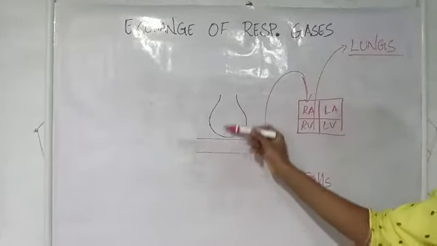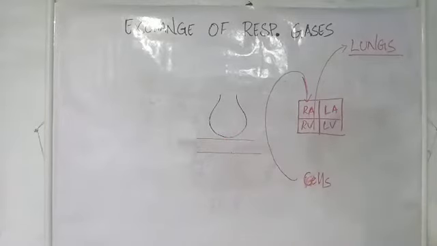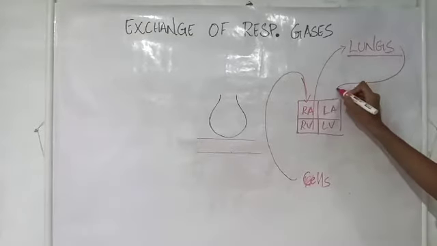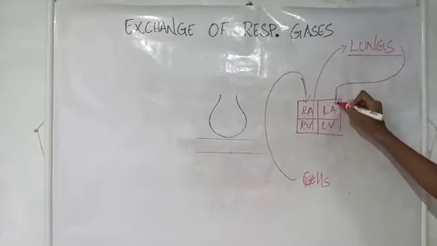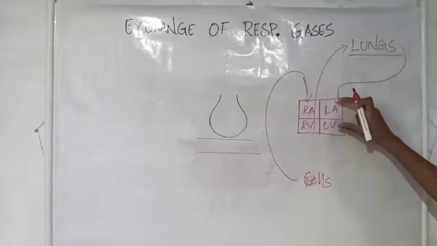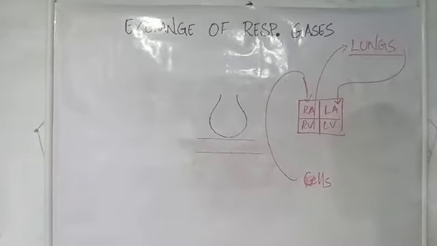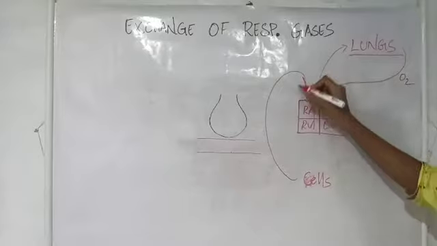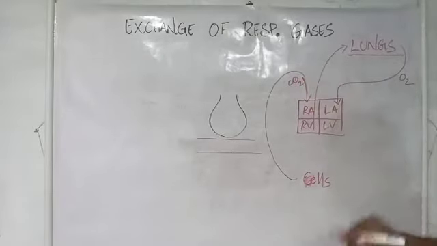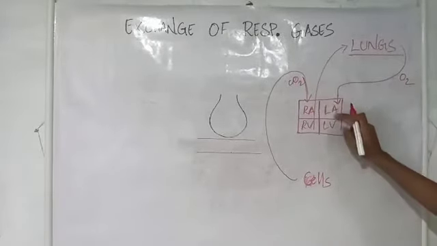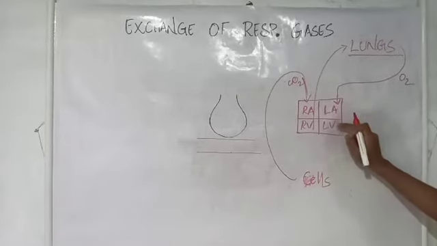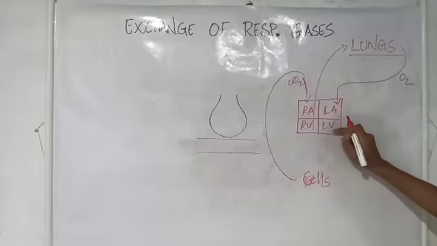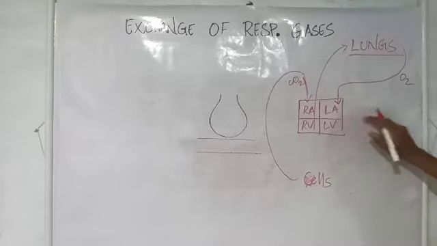Okay, from the alveoli, this exchange of gas is taking place. And from the lungs, the blood is now oxygenated, and the oxygenated blood will go to the right ventricle. Now you know how the left side of the heart carries the oxygenated blood, right? This is oxygenated, this is deoxygenated. So this oxygenated blood now comes to the left atrium and left ventricle. From the left ventricle through the aorta, it goes to the systemic circulation.